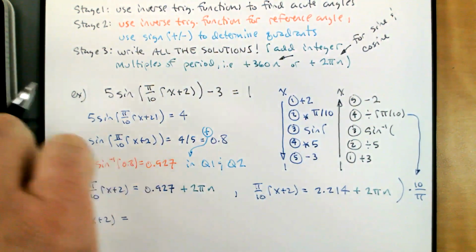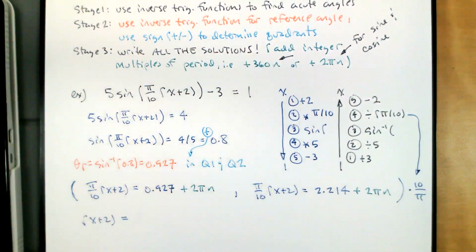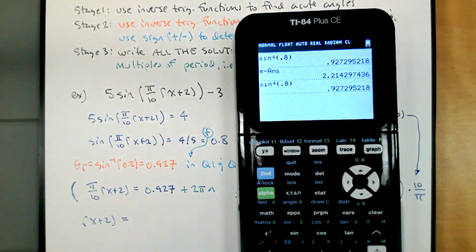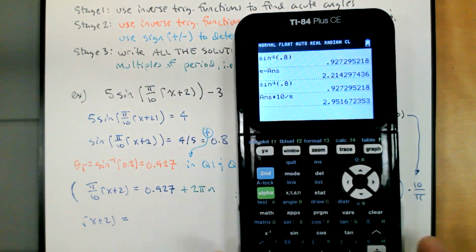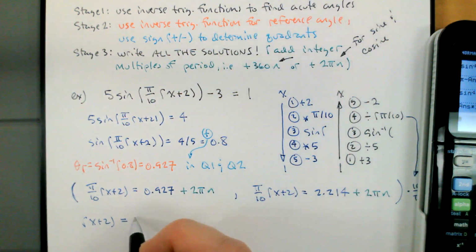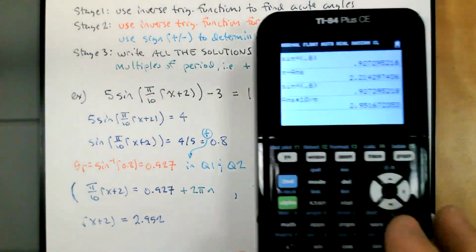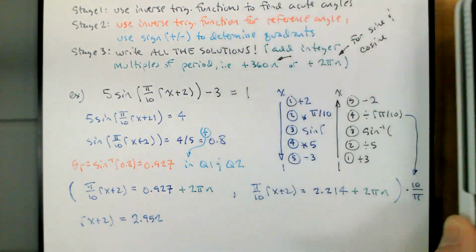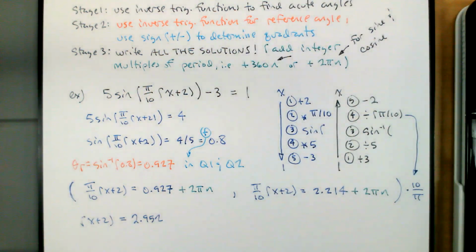No, actually, let's get more digits. If we take that 0.927, oops, I'm off screen, and multiply by 10 over pi, that gives us 2.952. And I also have to take the 2 pi and multiply it by 10 over pi. So 2 pi times 10 over pi is going to be 20.